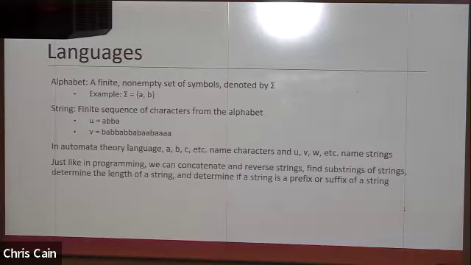Just like you may have seen in intro CS courses, we can define some operations that we can take on strings. We can concatenate them, we can reverse them, we can identify substrings within our strings, return the length of a string, and determine whether a string is a prefix or suffix of another string. So there are plenty of string operations we can take, just like you might be used to from any string library from any language you use. We will define, however, lambda to represent the empty string.